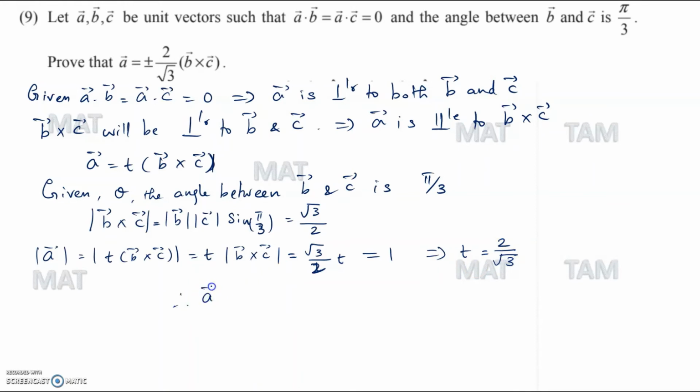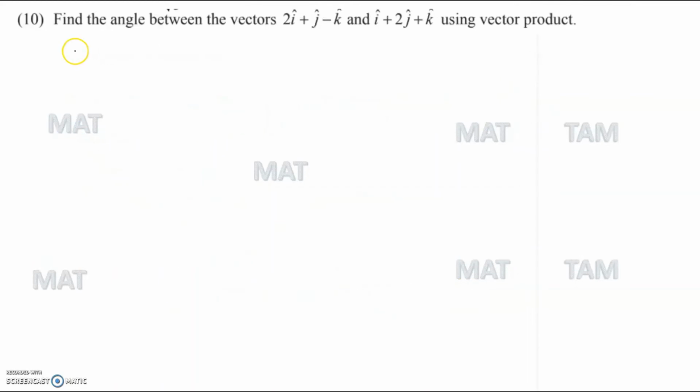Therefore, vector A is equal to T times vector B cross product with C, which is equal to plus or minus 2 by root 3 B cross product with C. Hence the proof. Question number 10.